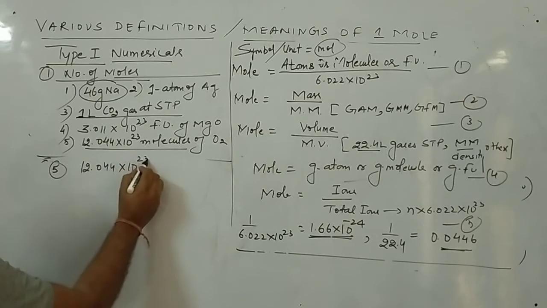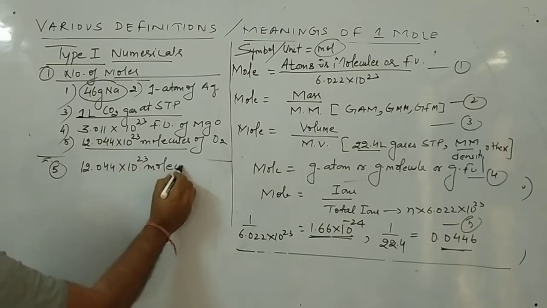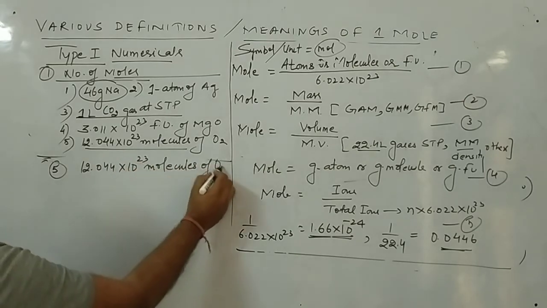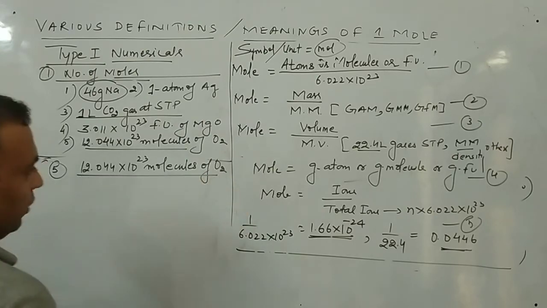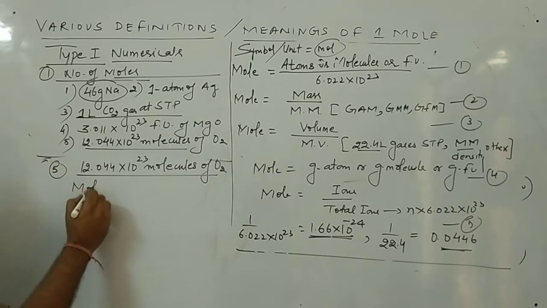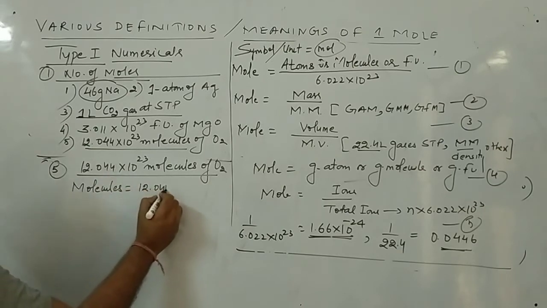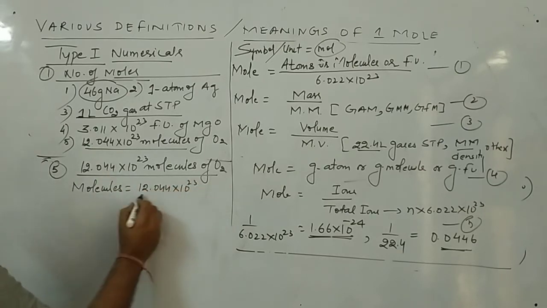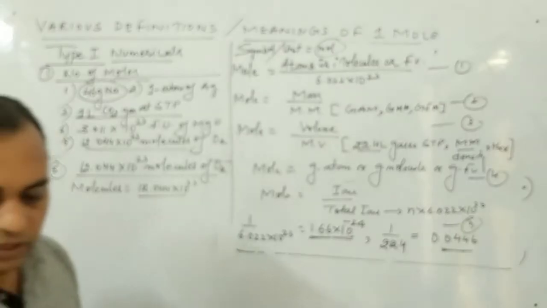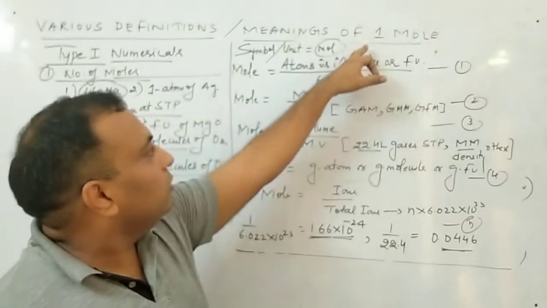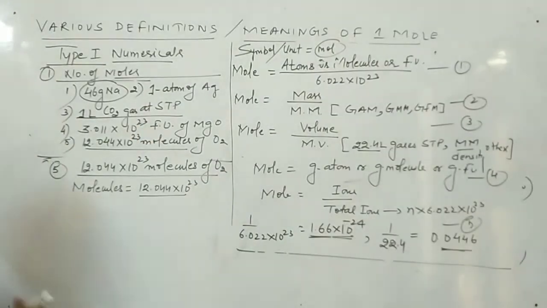12.044 × 10^23 molecules of oxygen. Now listen, beta, what is given to you? Molecules are given. How many? 12.044 × 10^23. Now listen, if molecules are given, then I'll use formula number 1: mole equals molecules upon Avogadro number.